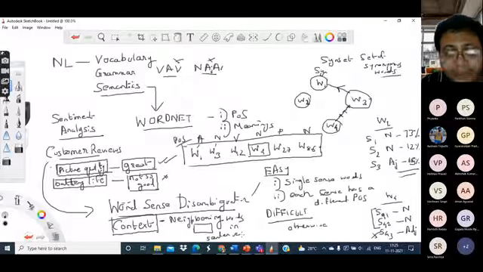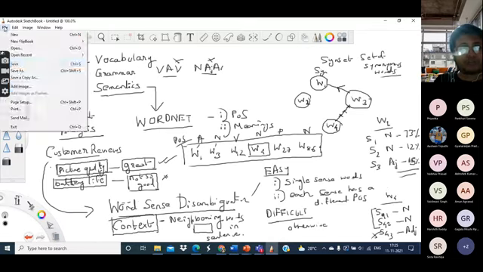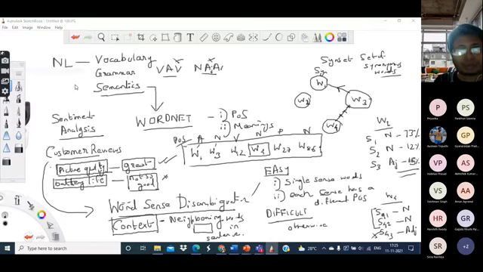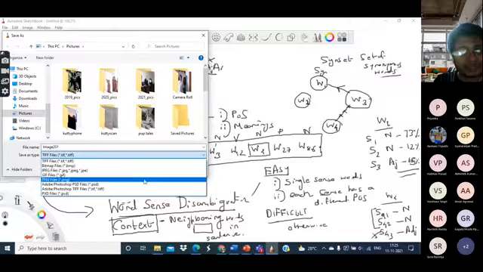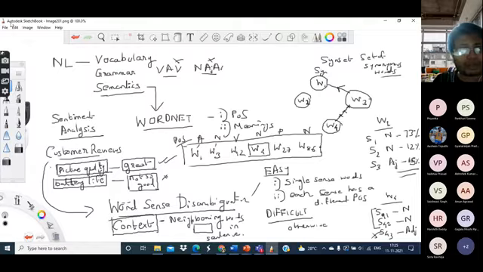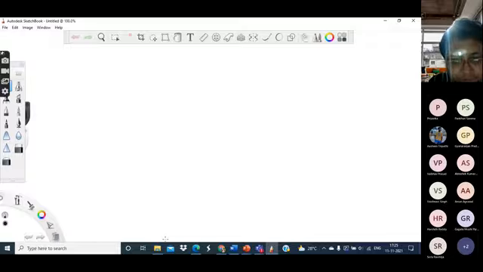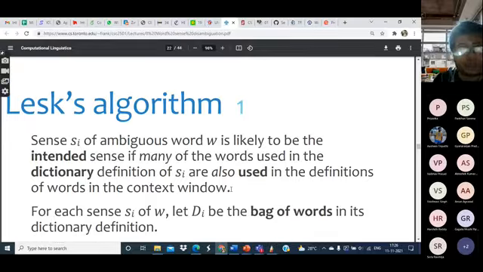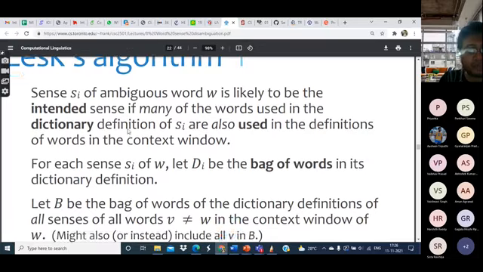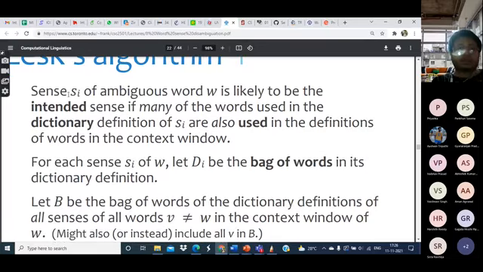So based on this concept, there is an algorithm called the LESK algorithm, which is straightforward but quite powerful. Let us look at what this LESK algorithm has to say. The idea is as follows: the sense SI of the ambiguous word W is likely to be the intended sense if many words used in the dictionary definition of SI are also used in the definitions of the words in the context window.